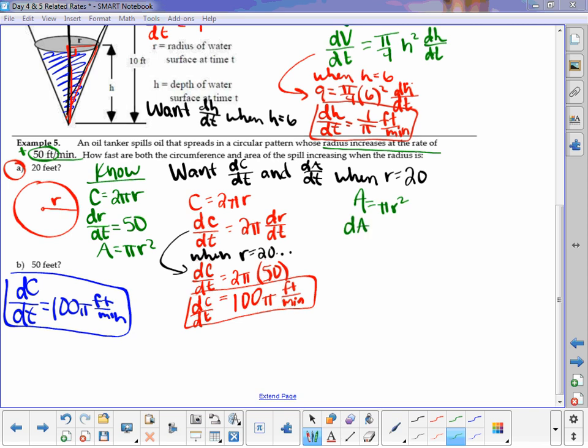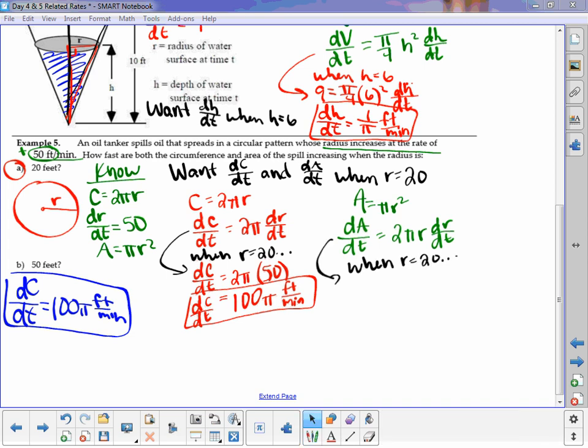So dA/dt equals 2 pi r dr/dt. Notice now my rate of change of area is dependent upon that radius. So we do have to do this when r is 20. So we get 2 pi times 20. And my dR/dt was 50.